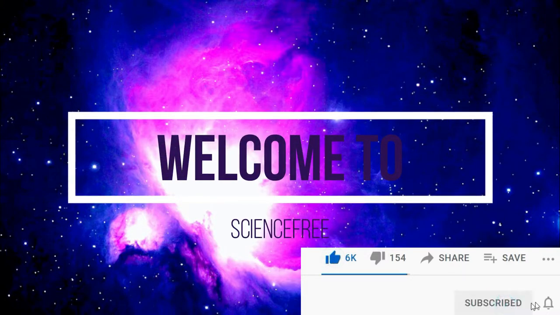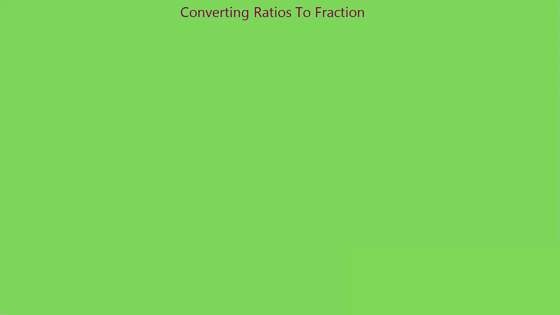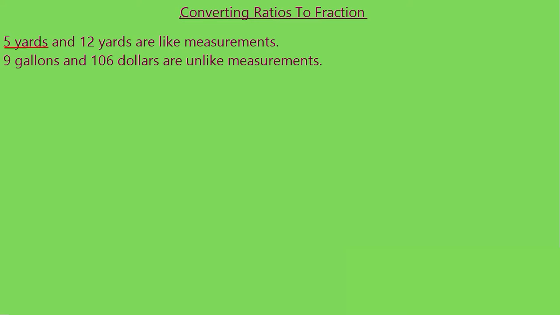Today's lecture is about ratio and proportion. Before we start, let's talk about like measurements and unlike measurements. Like measurements are measurements that have the same unit. For example, 5 yards and 12 yards would be like measurements, while 9 gallons and $106 are unlike measurements.